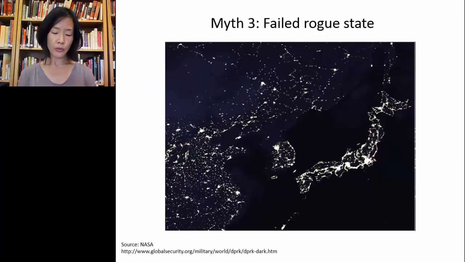The next example comes from an image that has been widely circulated since it was first introduced in the U.S. Department of Defense briefing on North Korea in the early 2000s. Since then, this image, which you might have already seen, has been widely used to imply that North Korea is not only poor, but a failed rogue state on the brink of collapse. But it's important, again, to question: how is an image like this created?